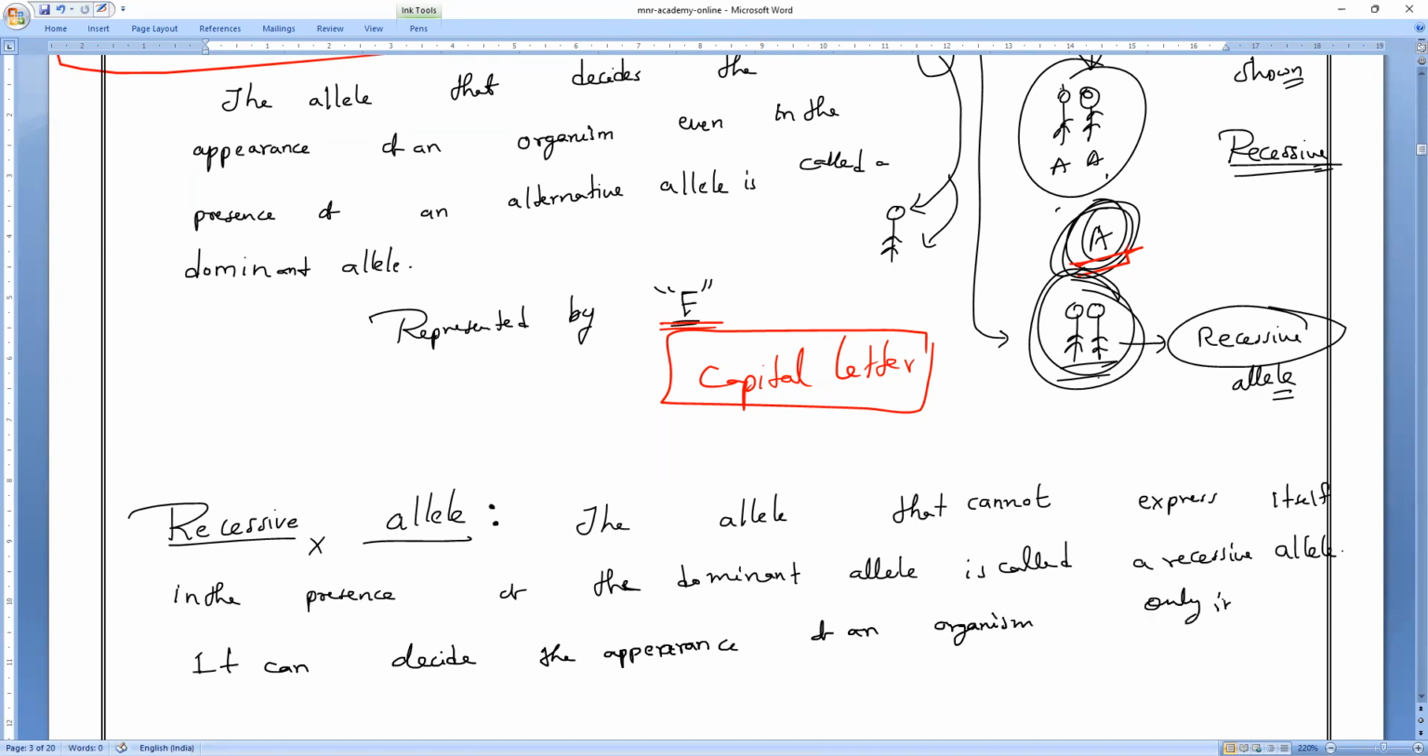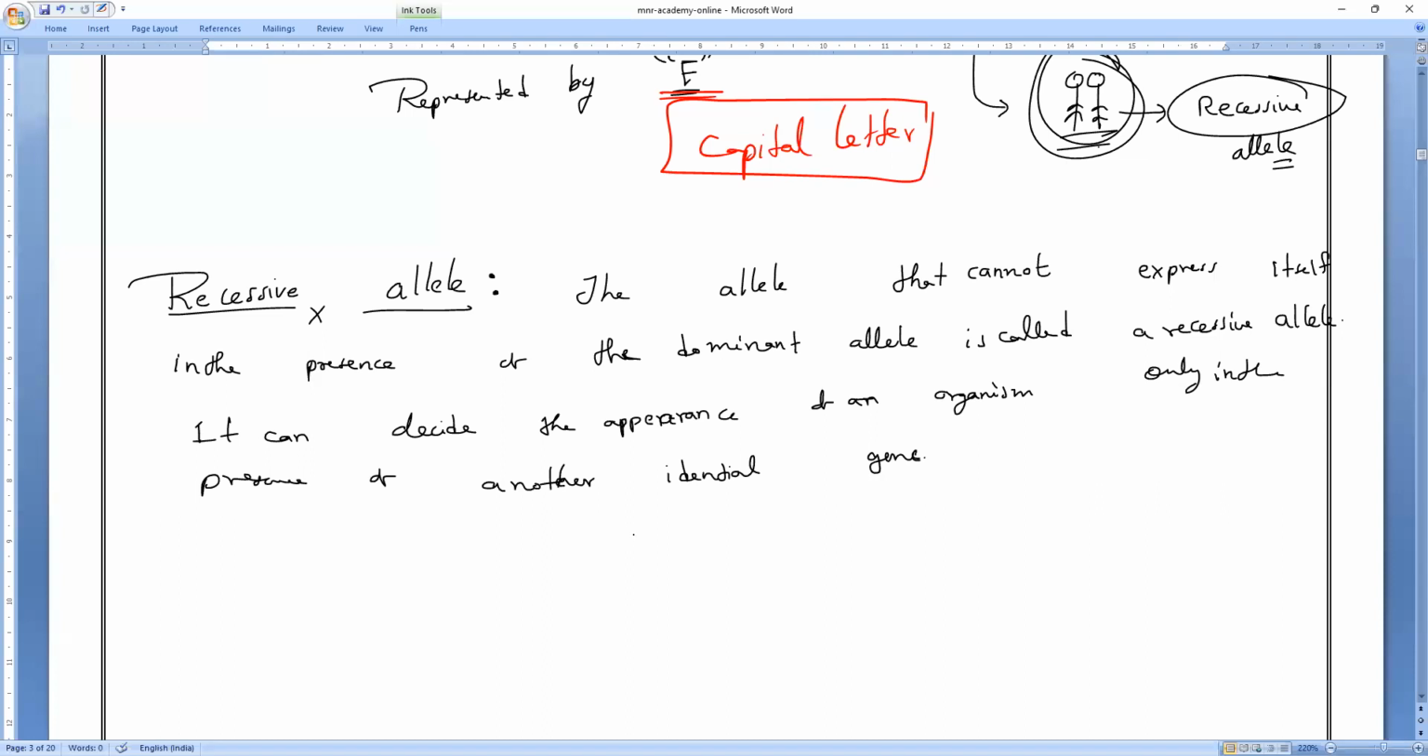Only in the pair. Presence of what pair? Identical. Another identical gene. That is very important. Clear, everybody? So now, attached earlobes in human beings, they are what? Recessive character or dominant character? Everybody?